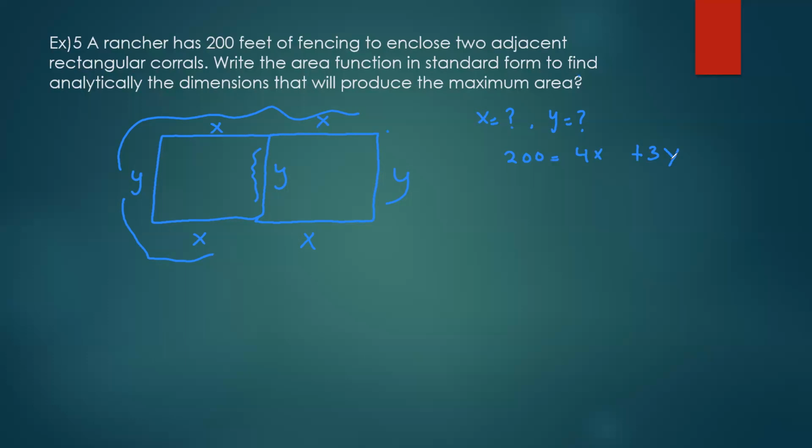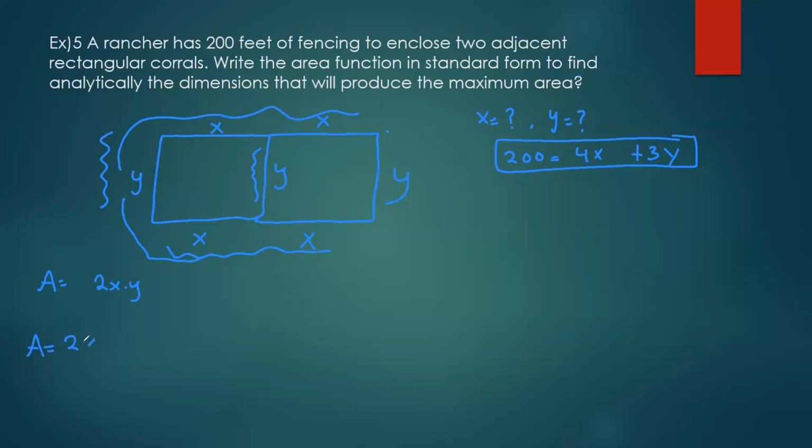Okay, then what we're going to do is, we have this equation. I'm just going to box it just in case we might need it. And then they want to know what is the area. So what is the area of these 2 adjacent rectangular corrals? It's length times width. Our length, this whole thing, is not 1x but actually 2x. And then this thing here is our width, which is just y.